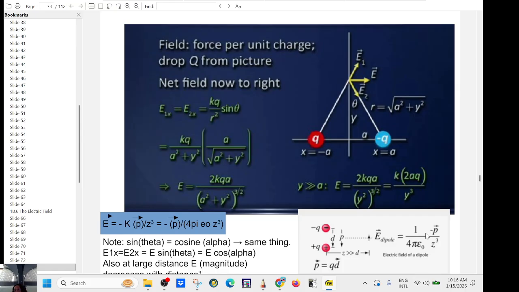You can write the electric field this way because you see the electric field points from plus to minus, to the right, but the dipole points in the opposite direction. So that's why you have a minus. And K, the electric constant, you can write it as 1 over 4 pi epsilon 0. Any questions?